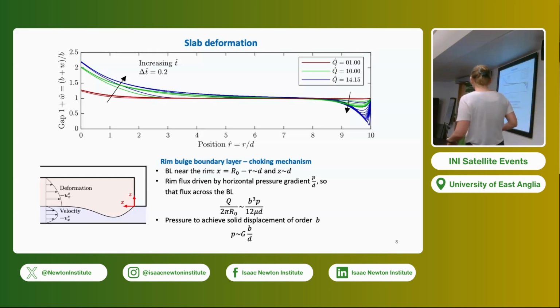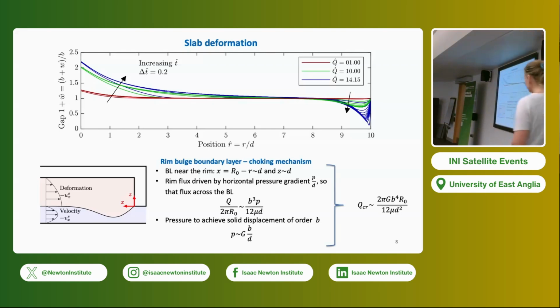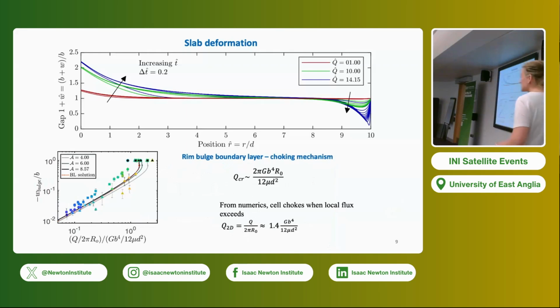From the elasticity, that pressure needs to go like a shear modulus times the magnitude of deformation divided by the length scale d. So if we balance the pressures, we can predict the scaling for the critical flux that we need to achieve the right kind of deformations in the boundary layer. And then we can test this prediction by doing some experiments and also numerics.